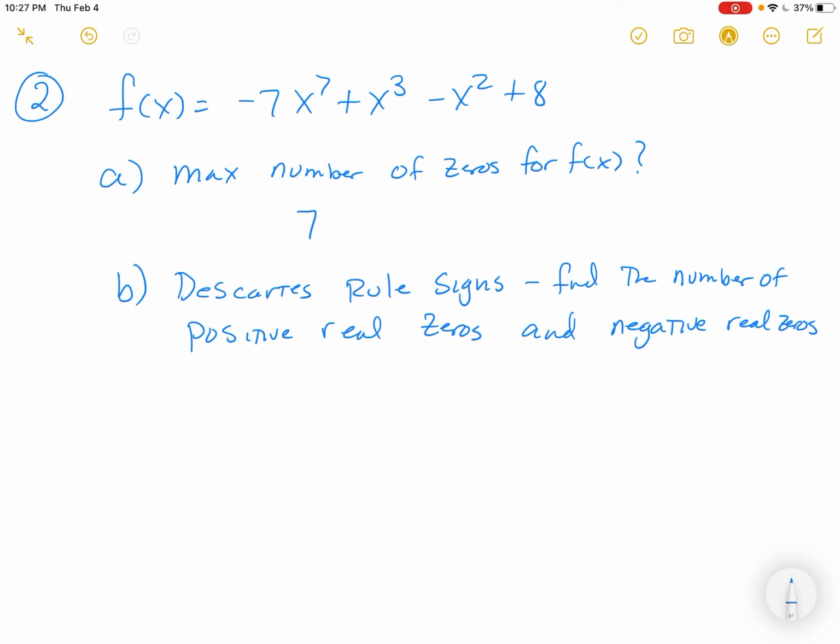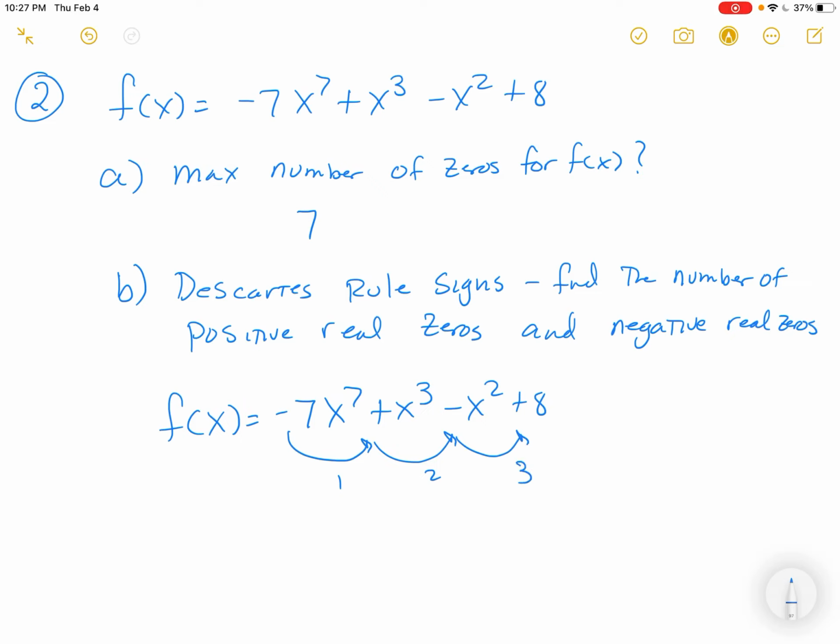Let's look at the number of sign changes in f of x. So I'll write f of x here. Negative 7x to the 7th plus x cubed minus x squared plus 8. Do you see how many sign changes there are? There's 1, 2, 3 sign changes. So the number of positive real zeros is 3 or 1.